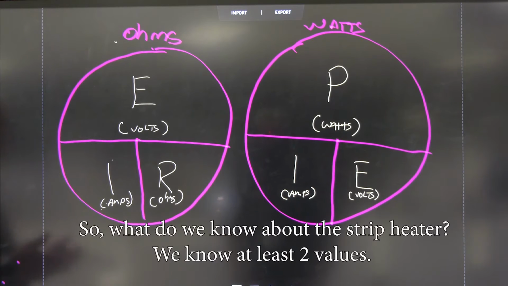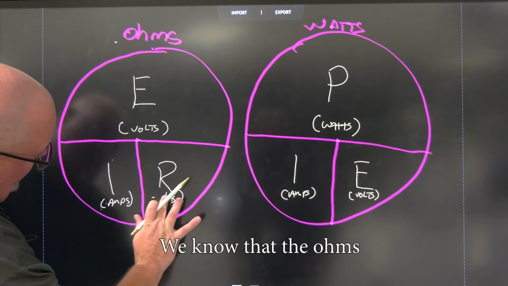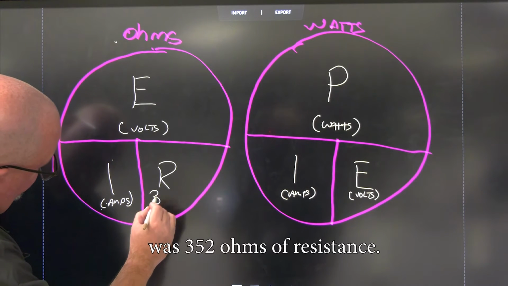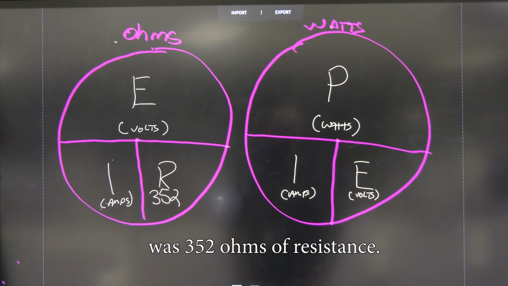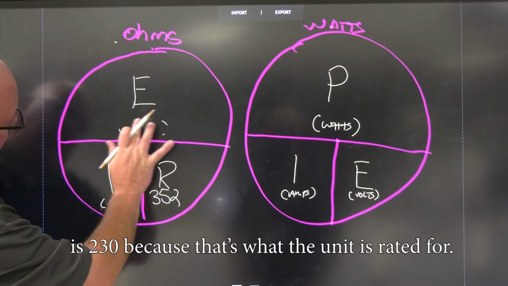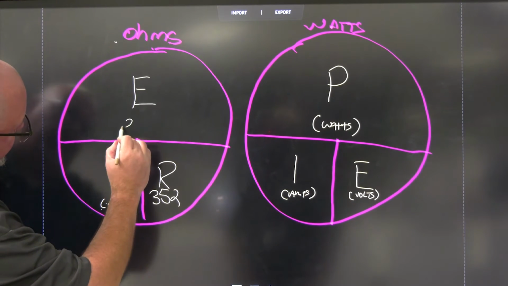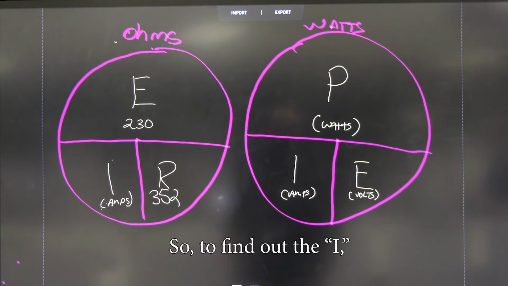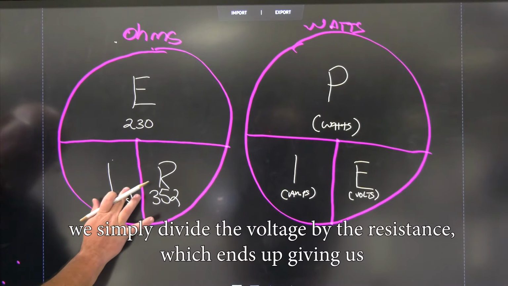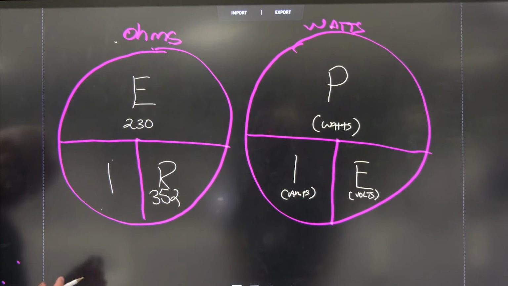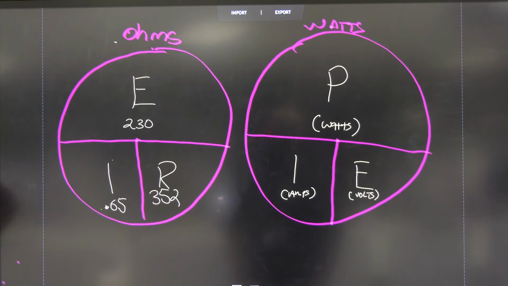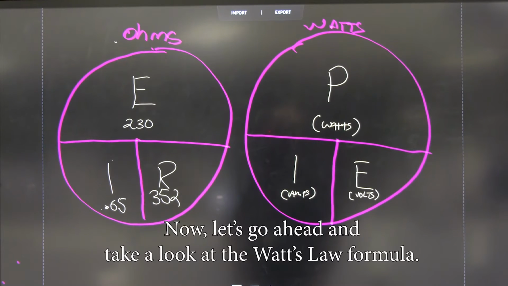So what do we know about the strip heater? We know at least 2 values. We know that the ohms was 352 ohms of resistance. We know that the E, the electromotive force or voltage, is 230 because that's what the unit's rated for. So, to find out the I, we simply divide the voltage by the resistance, which ends up giving us 0.65 amps.